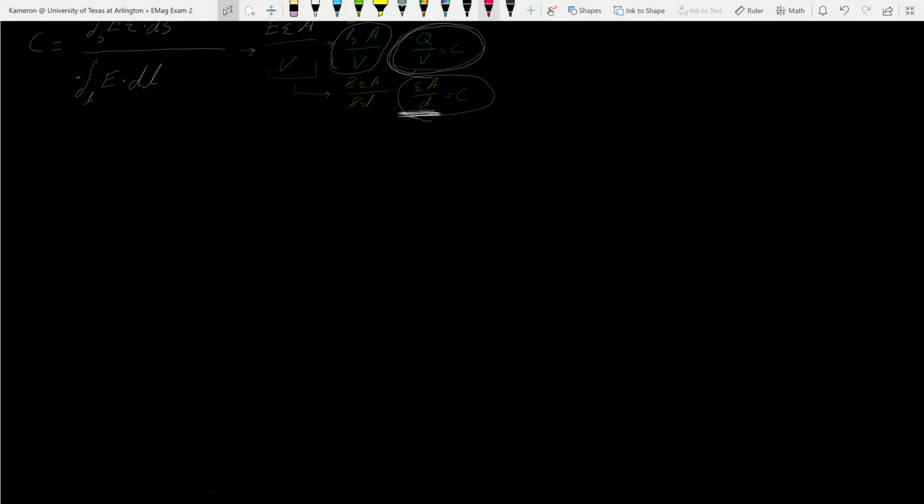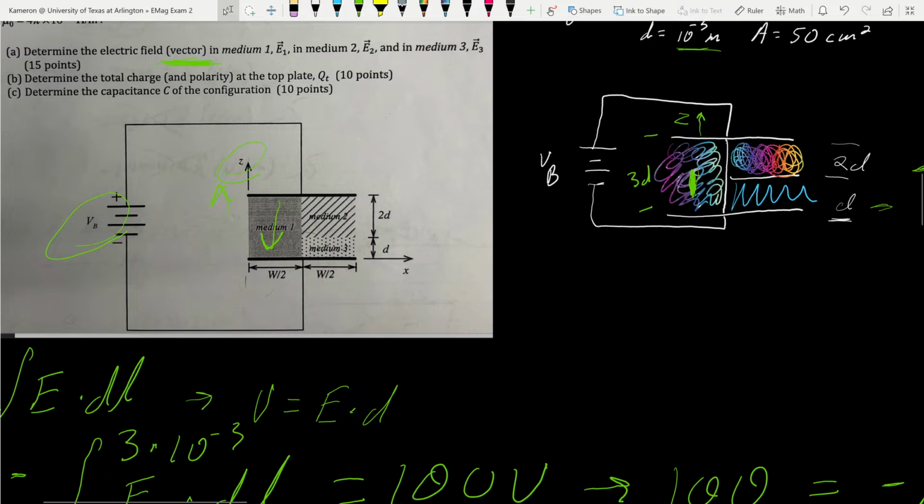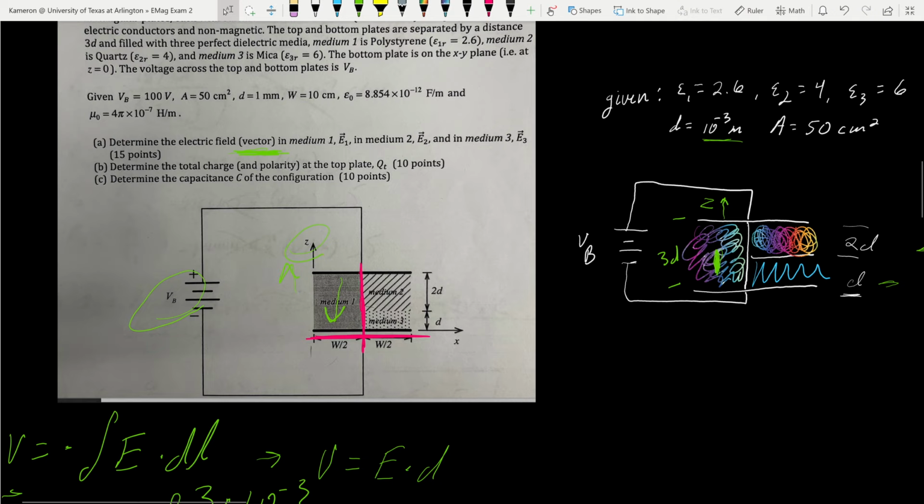Let's do pink this time. So C1 is simply just E1, don't forget E0, area divided by 2. The reason why it's area divided by 2 is that the area given is for this whole length, but medium one is just half of it, so we're going to divide that area by 2. It tells us that it's half with this W over 2.